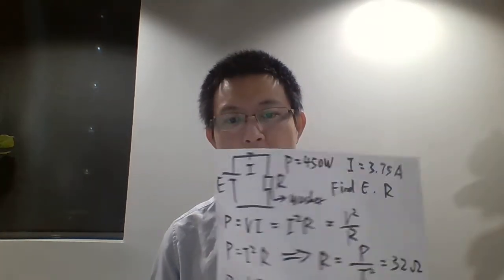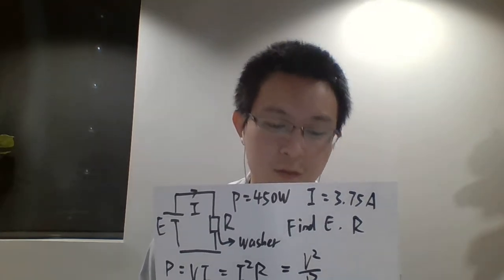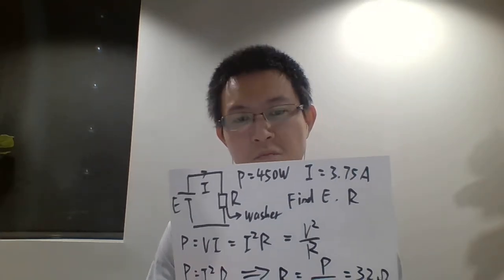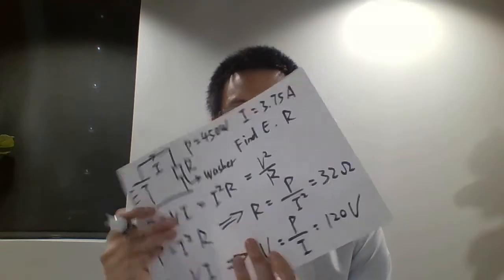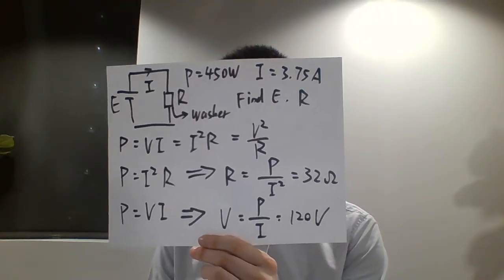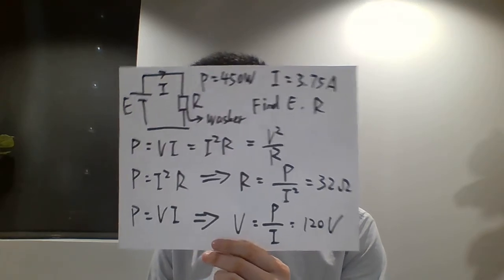Also, we have P equals VI. That can give us V equals P over I. Now plugging in the power and the current, V equals 120 volts. V equals 120 volts, right?